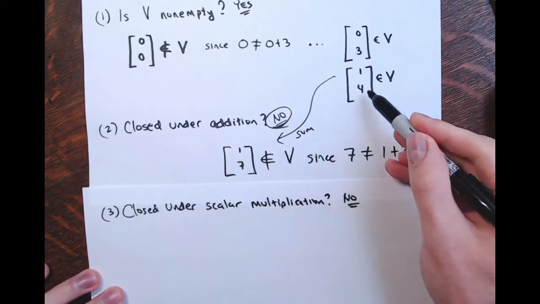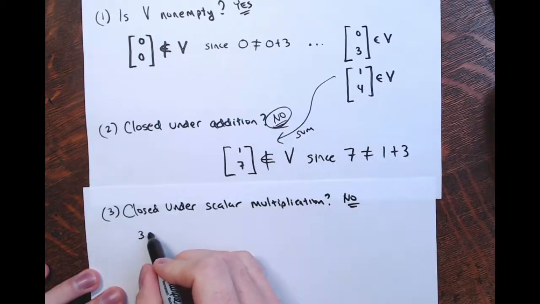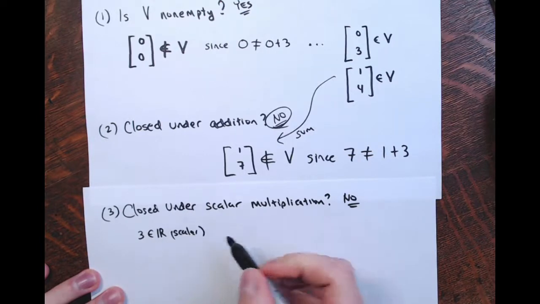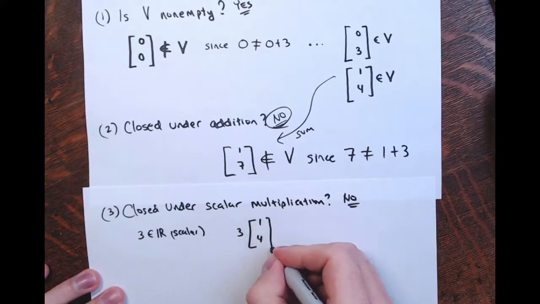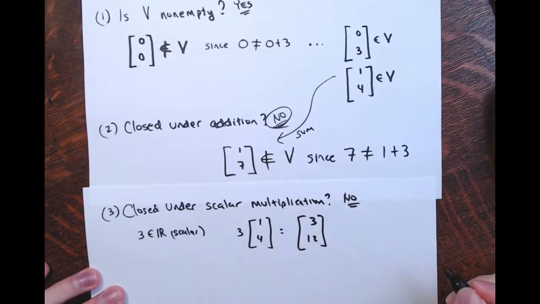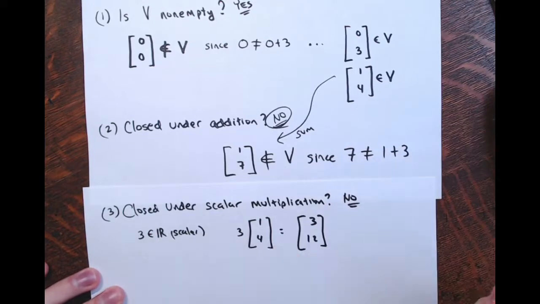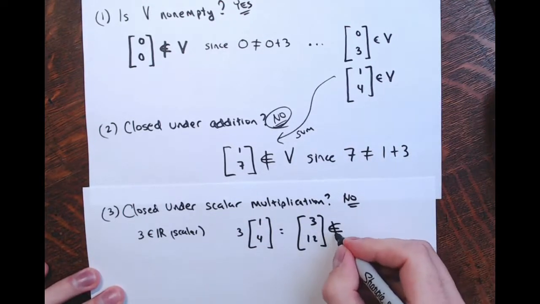Take the vector 1, 4, and then a scalar. How about 3? 3 is a scalar. If I take 3 times 1, 4, it gives me the vector 3, 12, using the standard definition, the way that we've defined scalar multiplication. So I've taken a vector in V and some scalar, multiplied them, and look, I don't get a vector in V again.